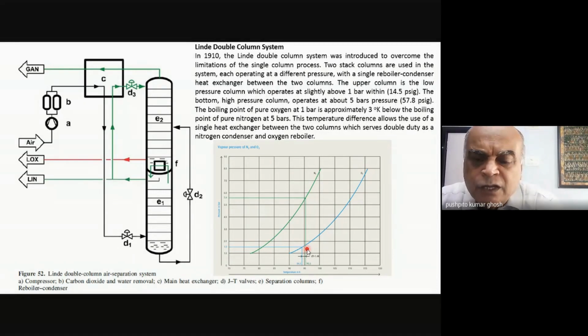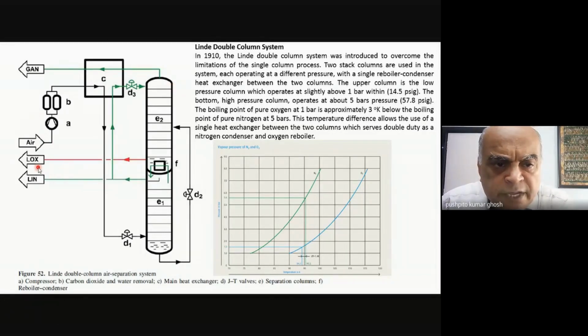This is the wonderful thing that he conceptualized, and you can see it's just based on the fundamental relationship of boiling point with pressure. And so what he did was something extremely interesting. He actually took 2 columns. This is the high pressure column and this is the low pressure column. This column is around 5 to 6 bar pressure, and this one is at about maybe 1.5 bar pressure. Now this part, whatever he's doing, is identical.